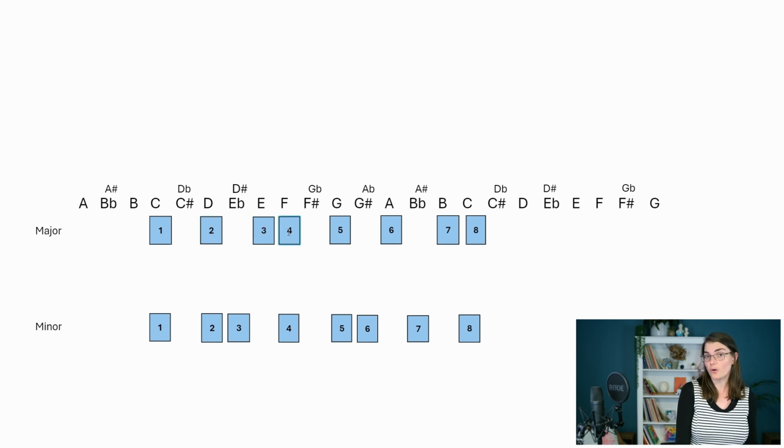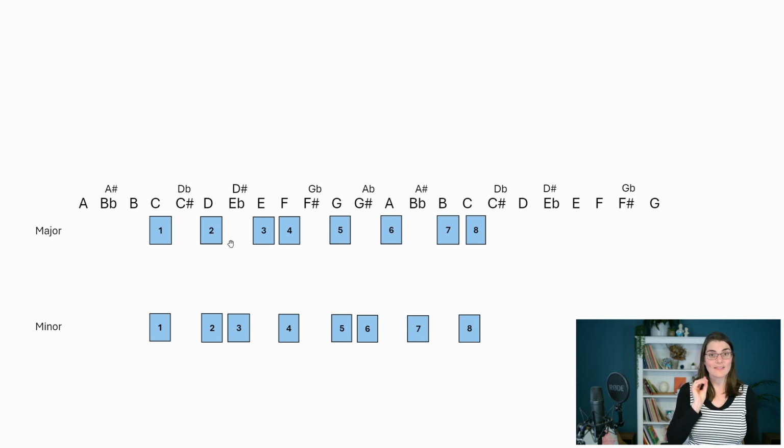Between 3 and 4, there's only a half step. Then between 4 and 5, there's a whole step. Between 5 and 6, there's a whole step. Between 6 and 7, there's a whole step. And then between 7 and 8, there is yet again a half step. Now here's the thing. All major scales have the exact same pattern. That's simple. They really have the exact same pattern.